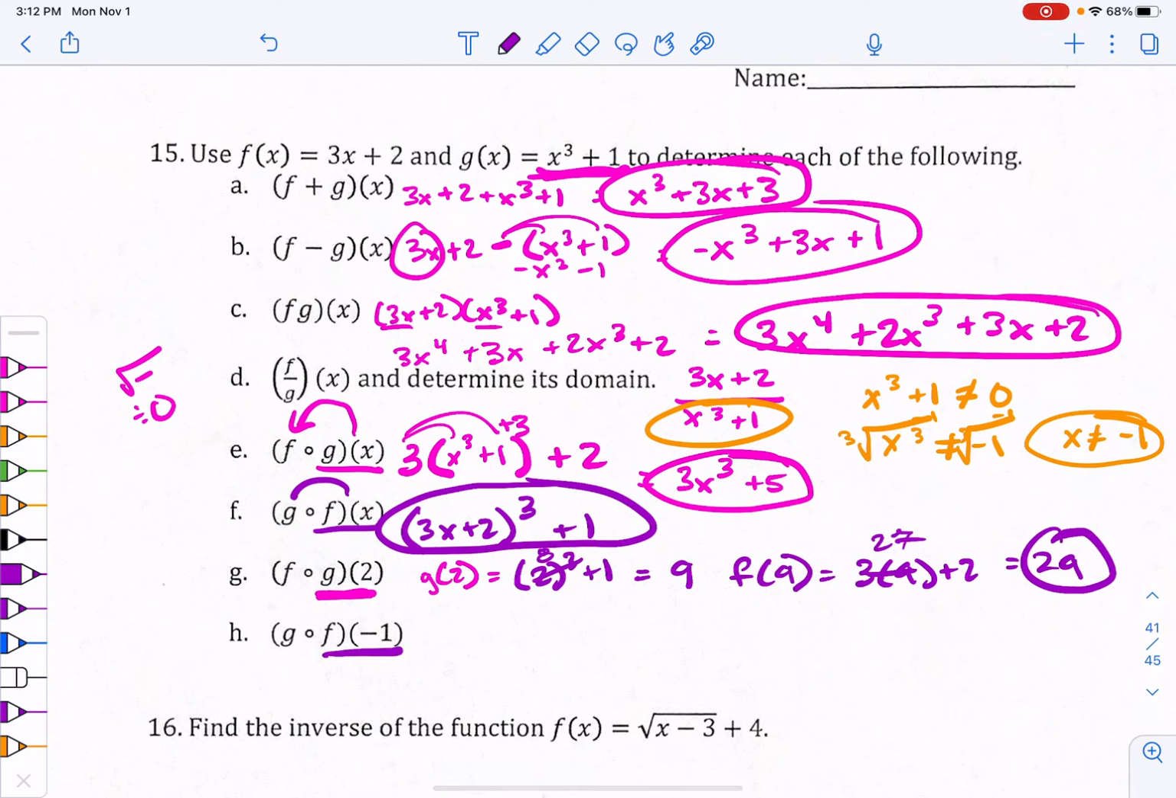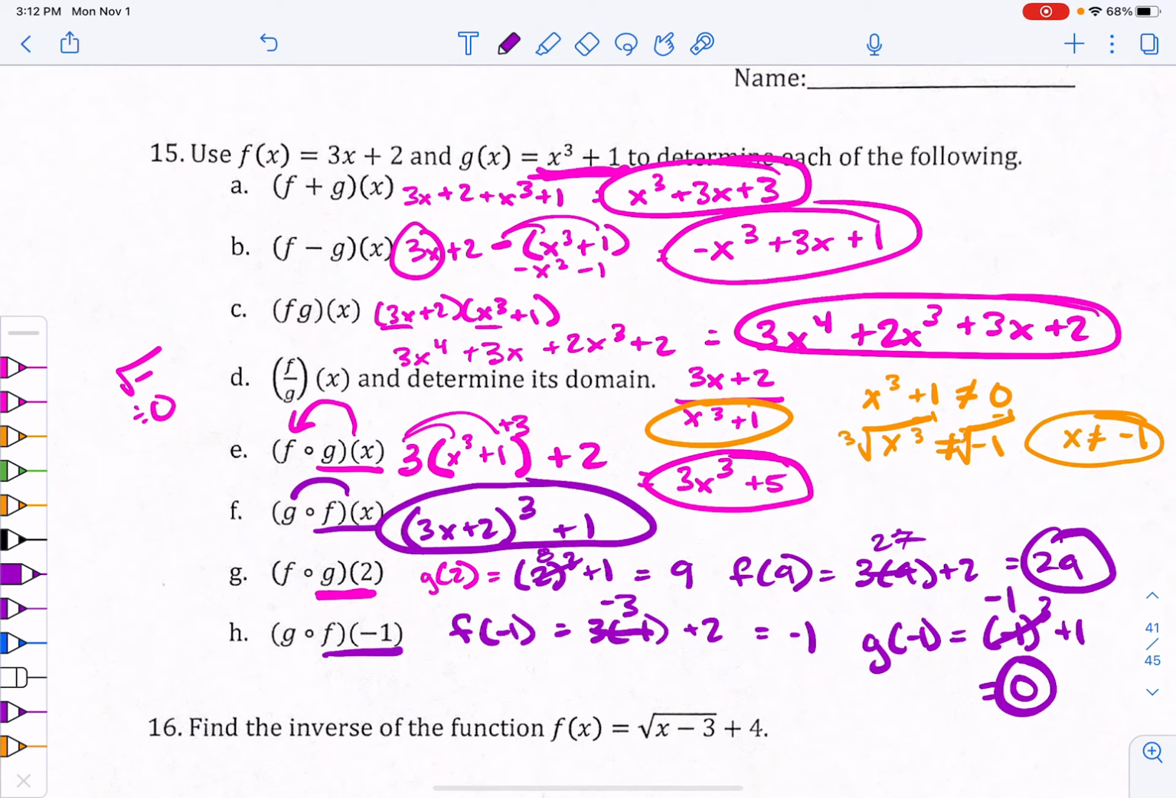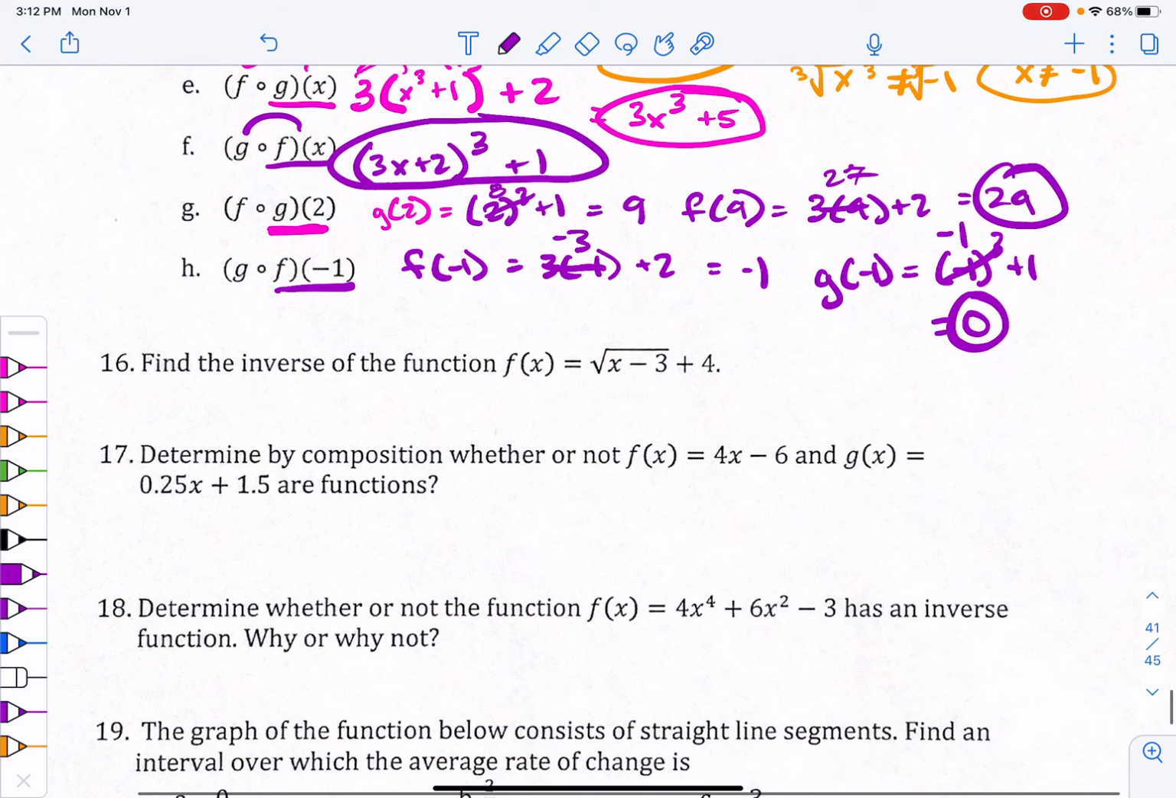We're going to plug negative 1 into f first, so f of negative 1. And that's 3 times negative 1 plus 2. This is negative 3 plus 2, which is negative 1. Now, that's kind of a coincidence. We're taking g of negative 1 now. And this is negative 1 to the third plus 1. Negative 1 to the third is negative 1, plus 1 is 0. There he is. Okay? All right, we're getting closer.